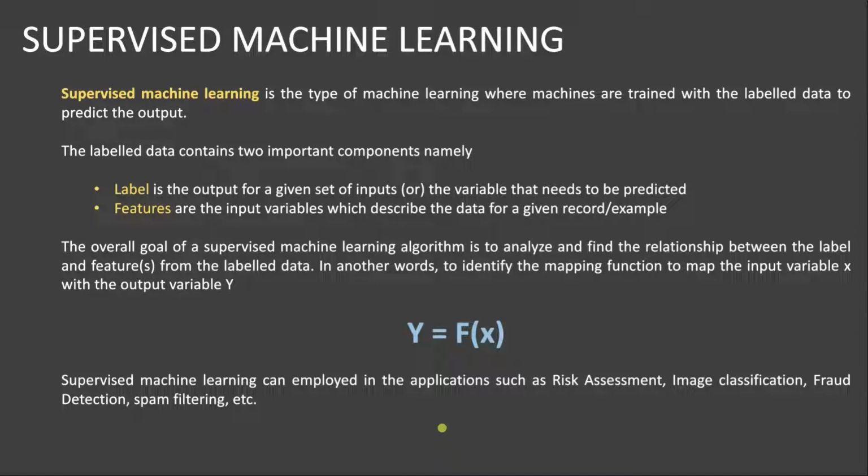The overall goal of a supervised machine learning algorithm is to analyze and find the relationship between the label and features from the labeled data. In other words, to identify the mapping function to map the input variable x to the output variable y. Supervised machine learning can be employed in applications such as risk assessment, image classification, fraud detection, spam filtering, etc.